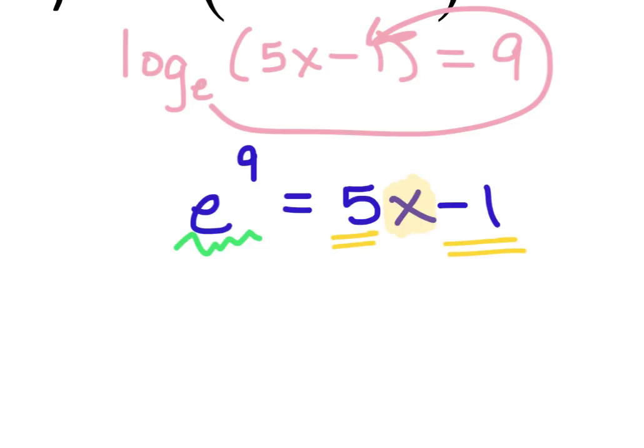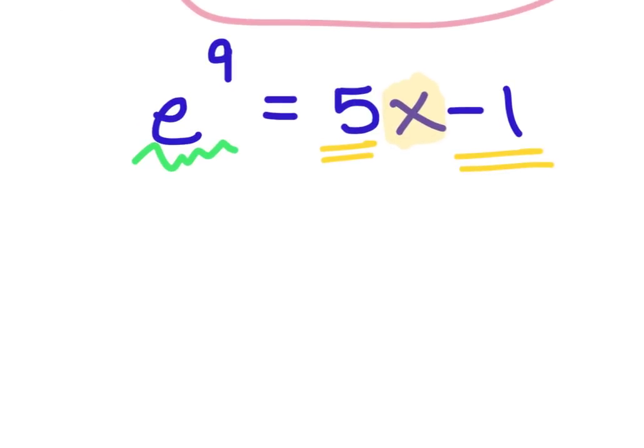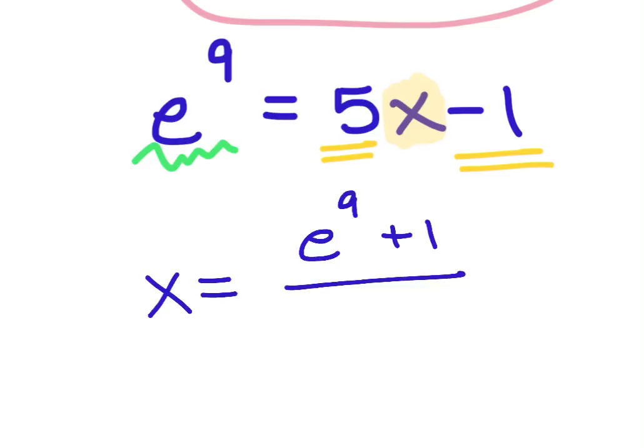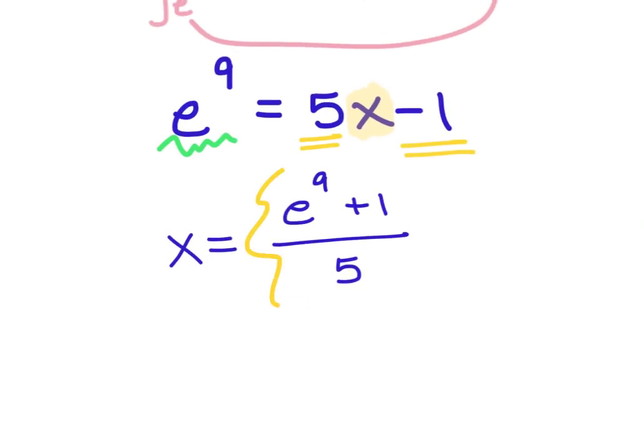So rather than computing e to the ninth first, getting a big ugly decimal number, rounding it, and then using a rounded number to compute an answer, which we never want to do, what I'm going to do is say that x is equal to e to the ninth plus 1 divided by 5. And in that case, this is what I type into my calculator.